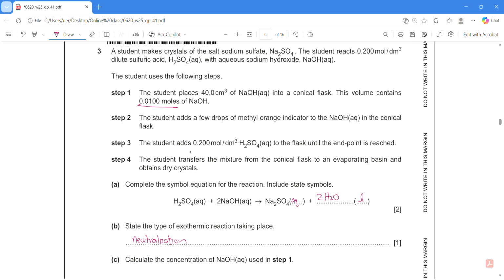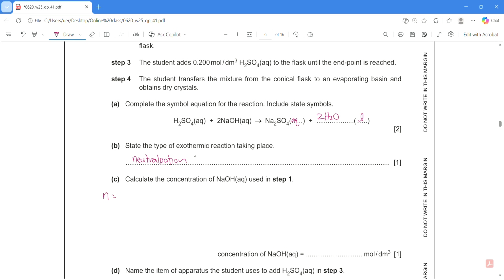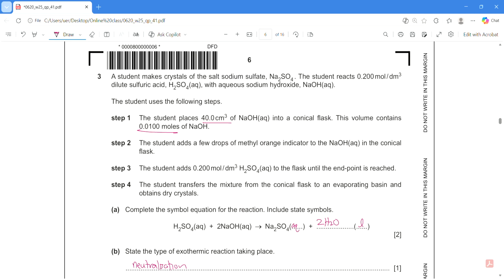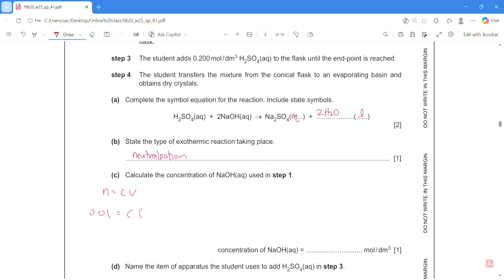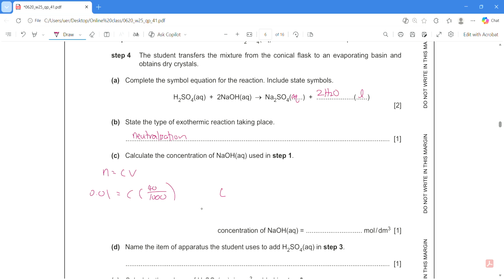So here they gave us the moles and they give us the volume. So we have to use the formula n equals cv. We just substitute the value, 0.01 equals C times 40 over 1000. Like I said in the previous page, you have to change to dm cube. That's why I divide by 1000 here. So type this in the calculator, you should get answer 0.25.